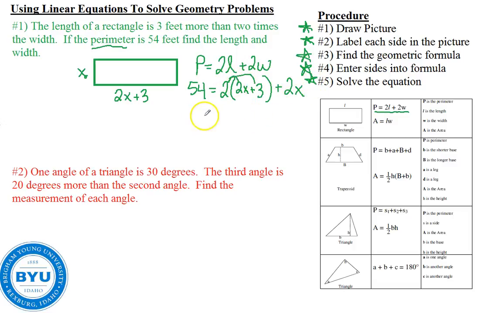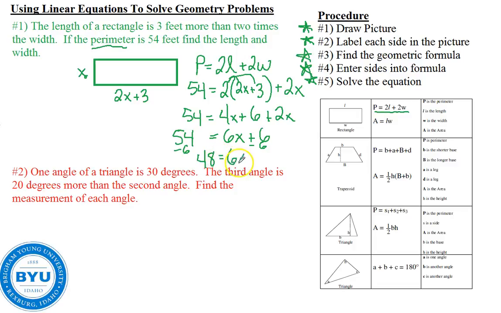I'll distribute the 2 into the parentheses. I get 54 equals 4x plus 6 plus 2x. Let's combine our x's. I get 6x plus 6 equals 54. We'll minus 6 from both sides now, so we get 48 equals 6x. When I divide by 6, 48 divided by 6 comes out to be 8. So x equals 8.